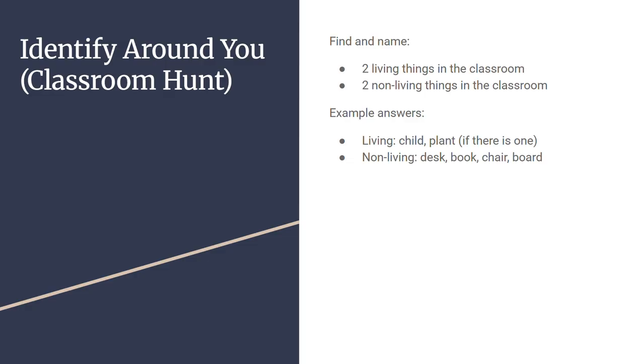Tell me two living things that you find in your class. Your friends and a plant. These are two living things in the classroom. And two non-living things that you find in your classroom: there are so many non-living things in your classroom like desk, book, chair, board. All these are non-living things.